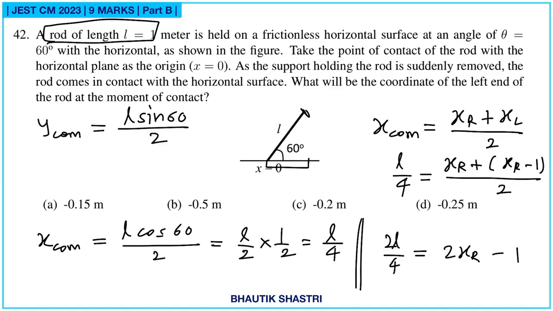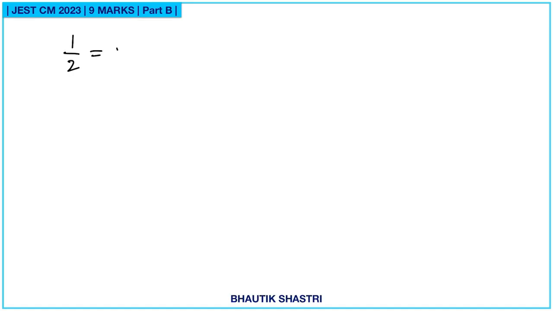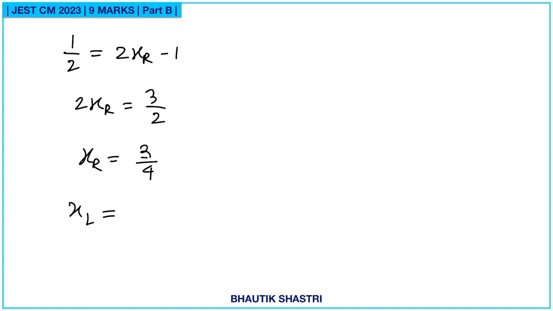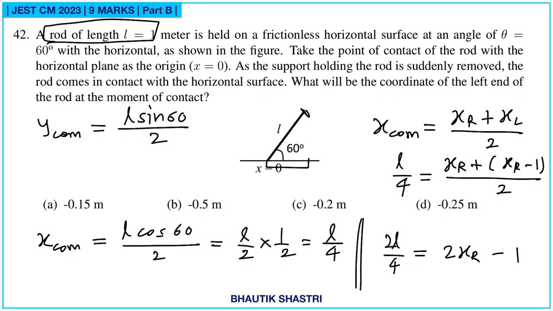So this will give us, L is also given, L is 1. So this will give us half is equal to 2XR minus 1. So 2XR is equal to 1 plus this, so this will be 3 by 2. So XR is 3 by 4. So this is XR, and we want to find out the left end of the rod. So XL, and XL will be XR minus 1. So that is 3 by 4 minus 1, that is minus 1 by 4. So minus 0.25. So option D is correct.